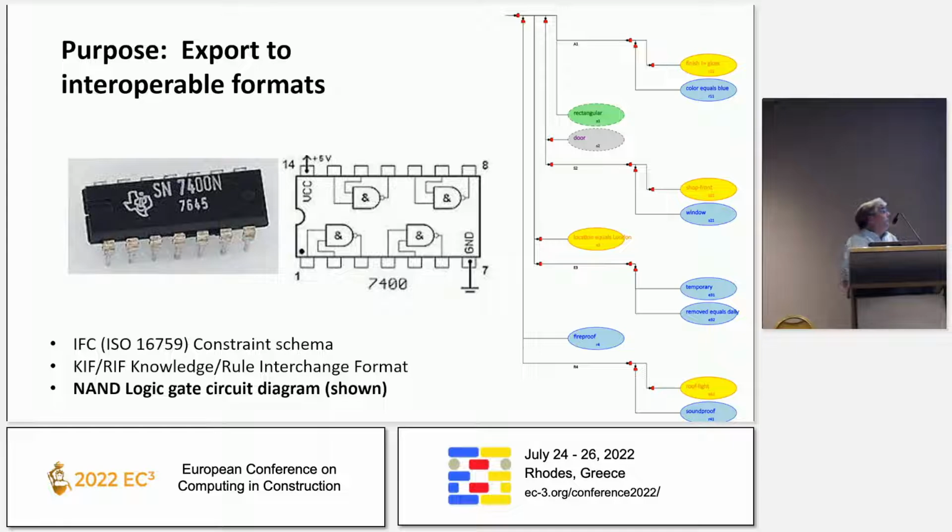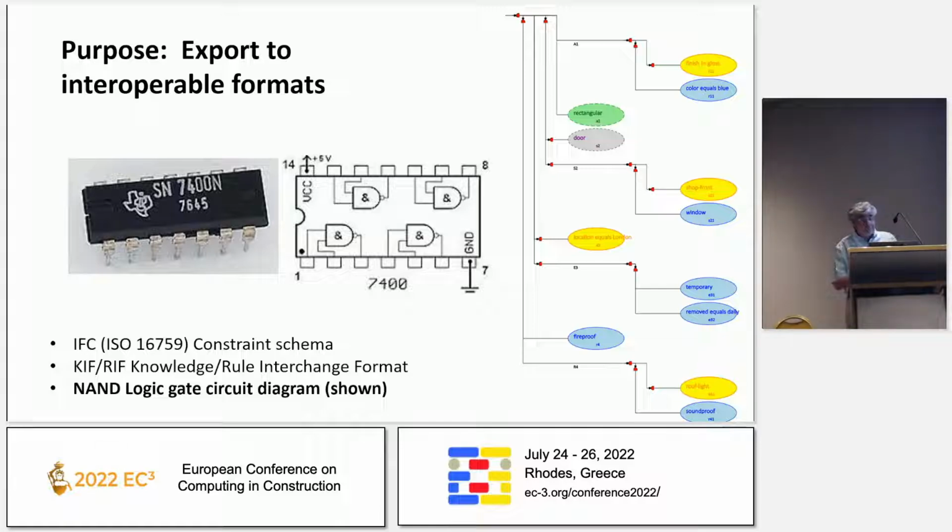Another purpose is to export to other interoperable formats. The first one we ever used was the IFC schema, which has a constraint model built into it. And so that was pretty important, that we should be able to get the knowledge into a form, because the applications were already reading IFC models. Now we could actually load in the constraint schema, and then an engine could solve them.